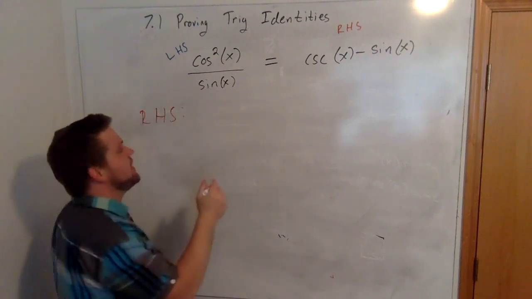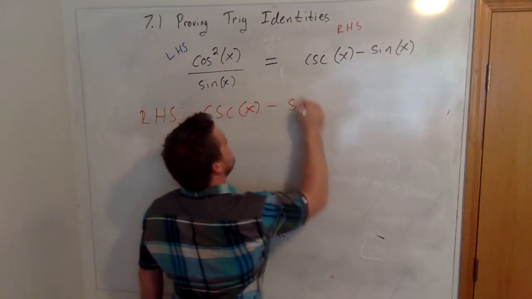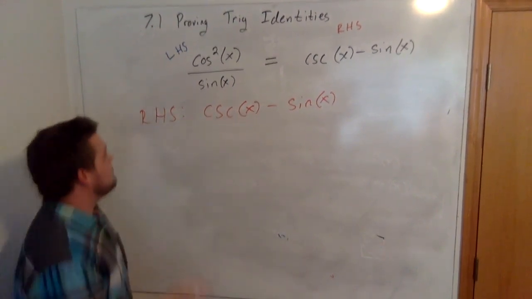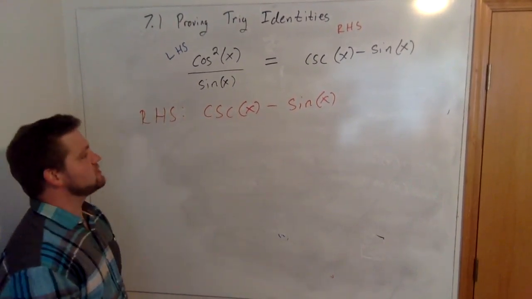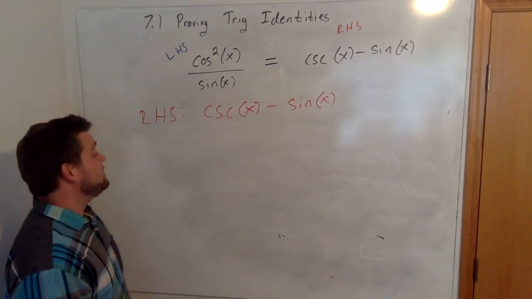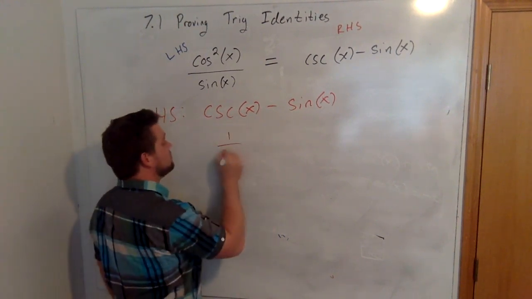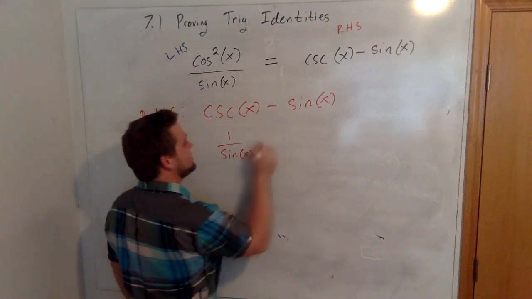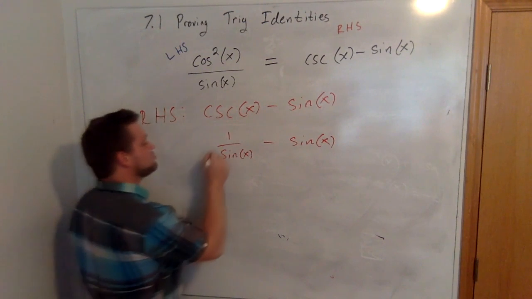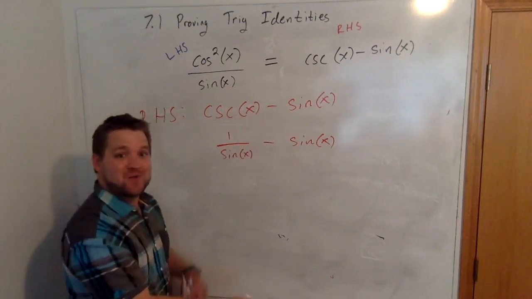right-hand side. So we have a cosecant of x minus a sine of x. Maybe we started with this. Okay, I want to make it look like the left-hand side, but what to do here? Well, the only thing that's screaming for me to at least try is write this in terms of sines and cosines. Cosecant is the same thing as 1 over sine of x minus a sine of x.